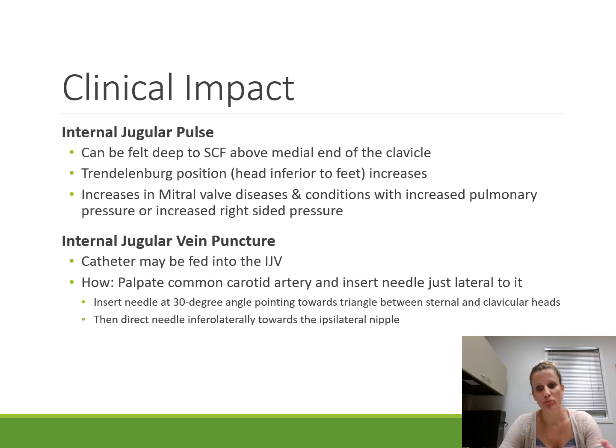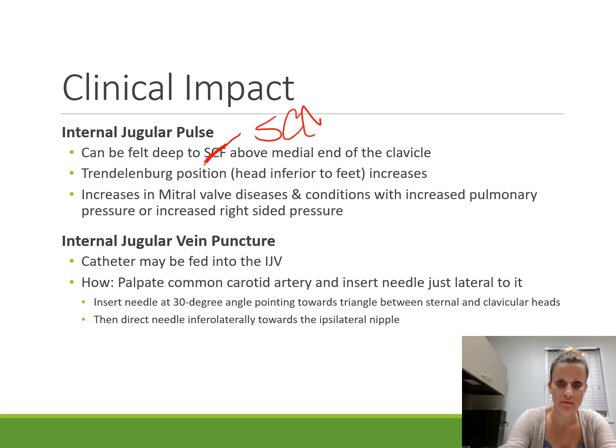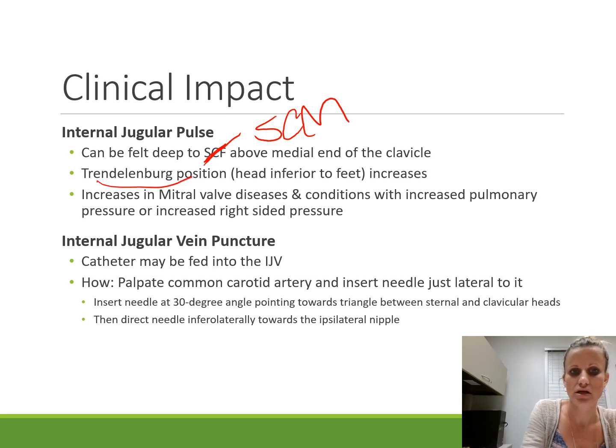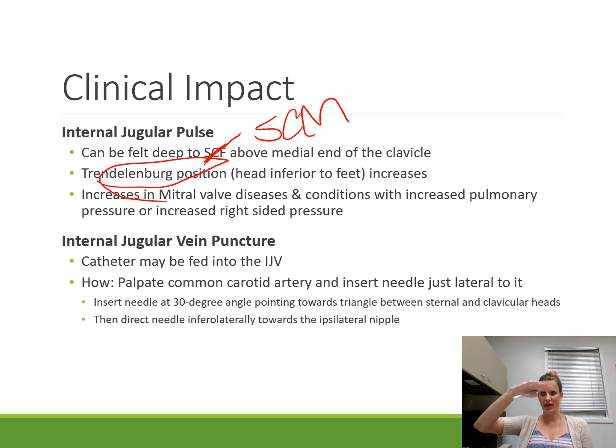The internal jugular pulse can also be felt. It's felt deep to the sternocleidomastoid, above the medial end of the clavicle. So the medial end of the clavicle is where it connects to the sternum, right? So go up the sternocleidomastoid, just above that, and that's where you can feel the internal jugular pulse. In the Trendelenburg position, it can be felt better. This is just when the head is below the feet. Obviously, that's going to increase the pressure in that direction, and that increases the pulse that can be felt.